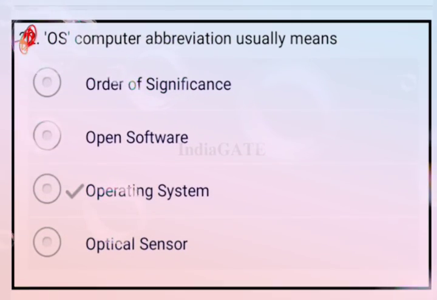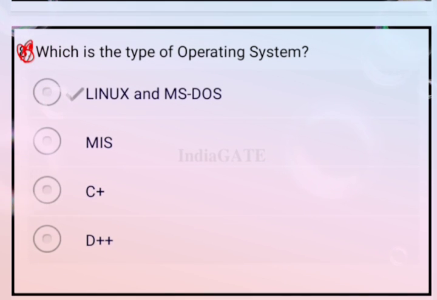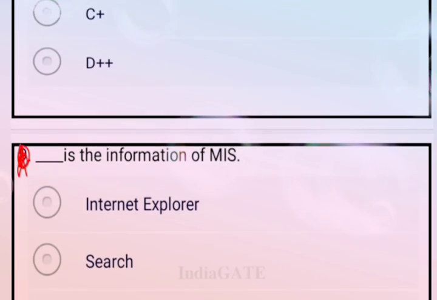Now next question is, OS in computer abbreviations usually means, that is operating system. So option C is your correct answer. Now come to the next question. Which is the type of operating system? So Linux and MS-DOS are types of operating systems. Option A is the correct answer. Now come to the next question.